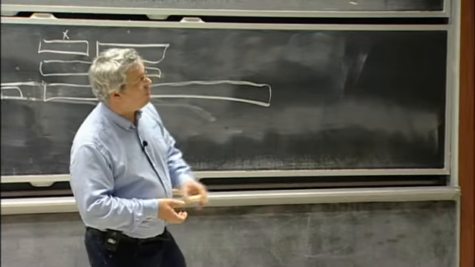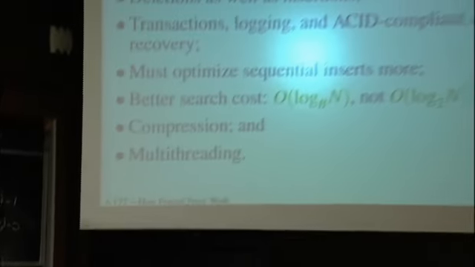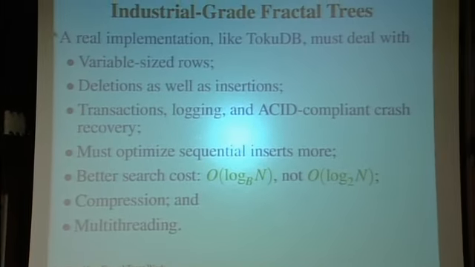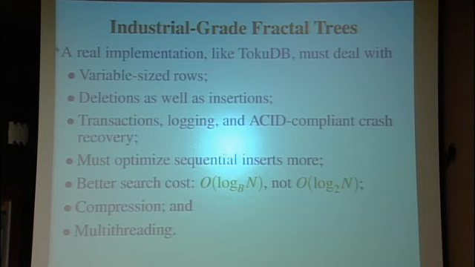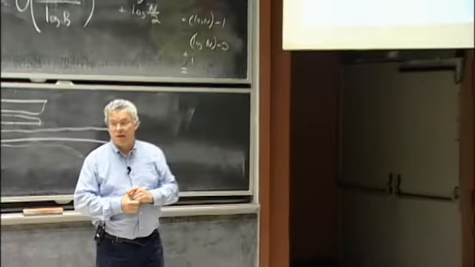You have to get rid of the log base B to get it down to log base B of N instead of log base 2 of N for search costs, because people, in fact, do a lot more searches than inserts. If you have to choose which to do better, you want to generally do searches better. And compression turns out to be important.